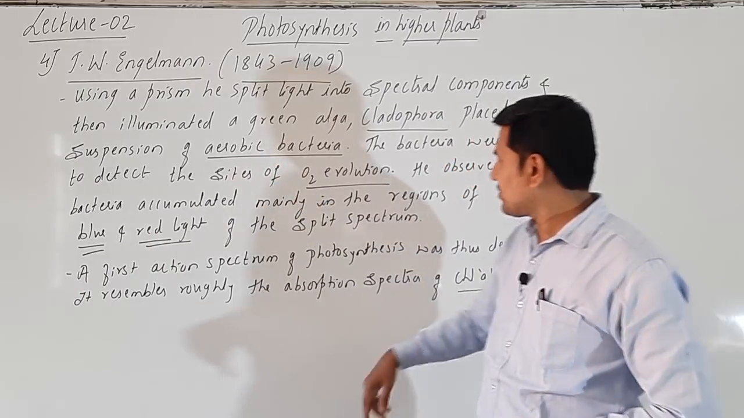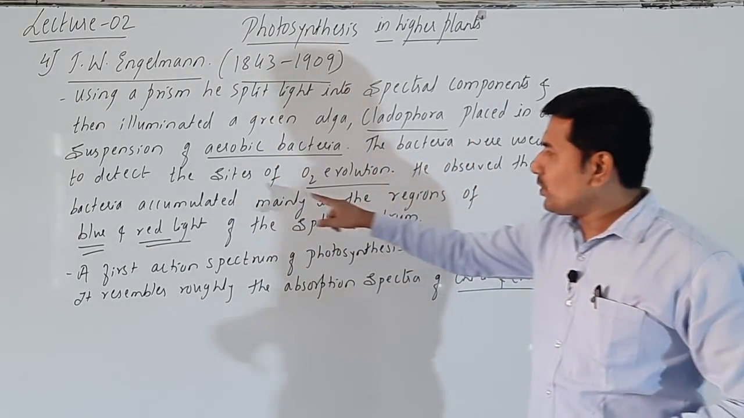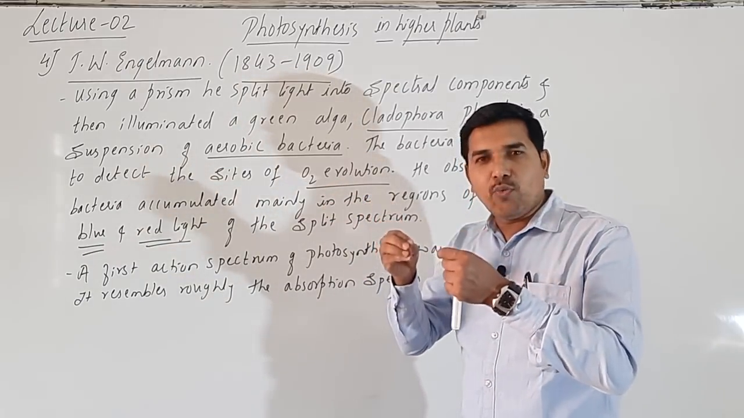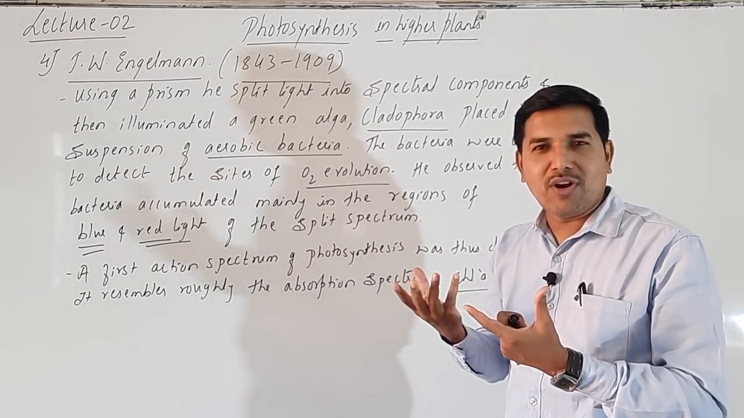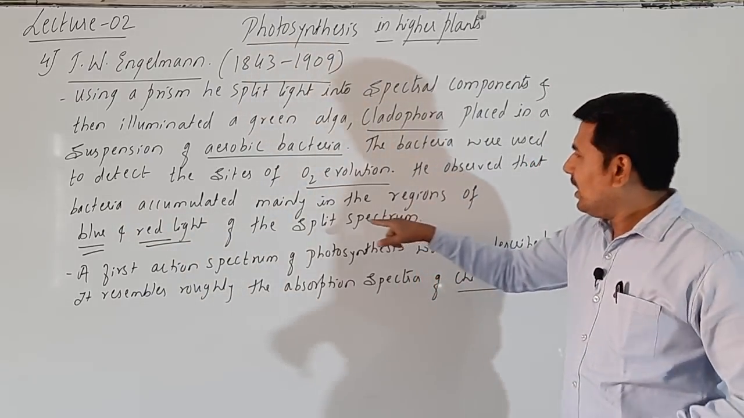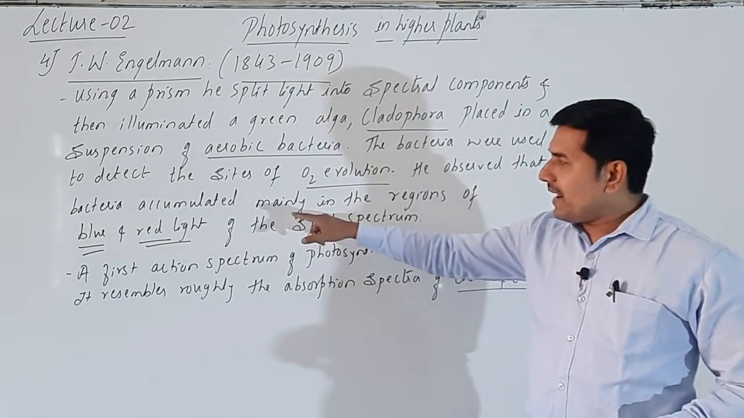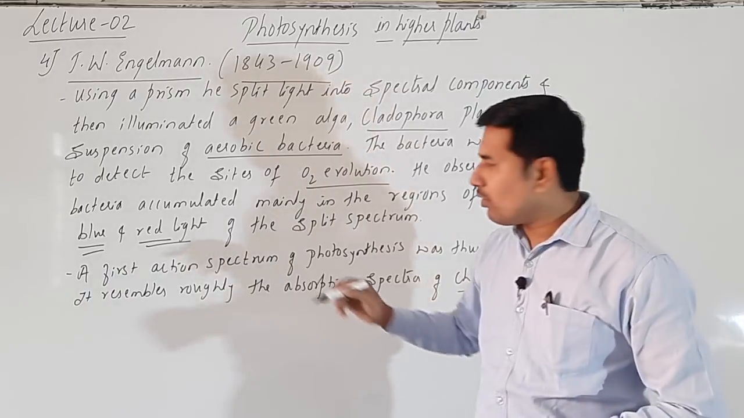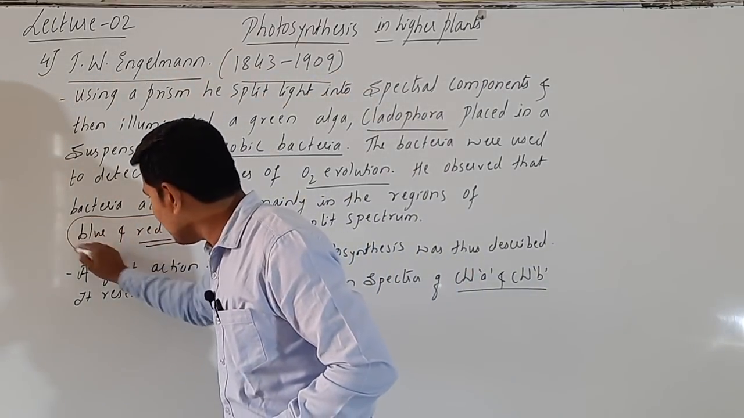Aerobic bacteria were placed. The bacteria were used to detect the sites of oxygen evolution. That means at which wavelength of light the oxygen was evolved. So that was detected by these bacteria. Then he observed that bacteria accumulated mainly in the region of blue and red wavelength of light. So this is most important.